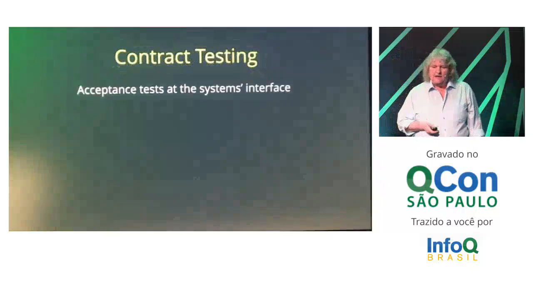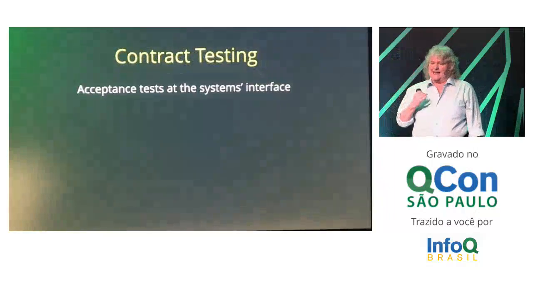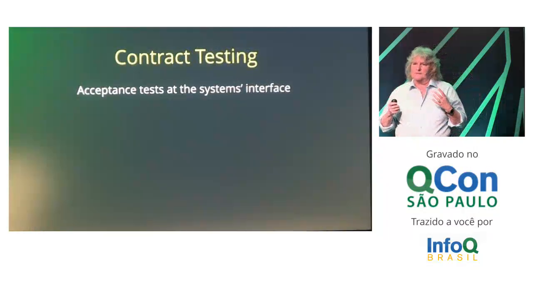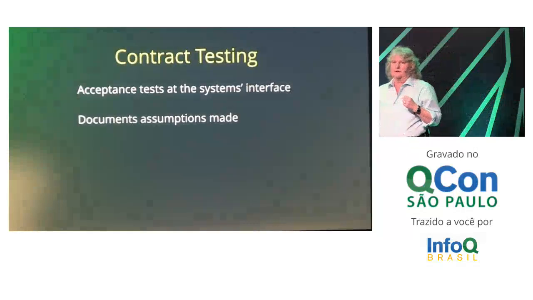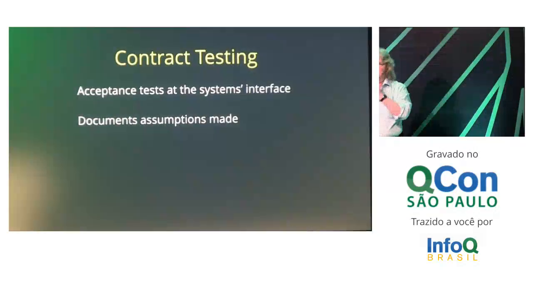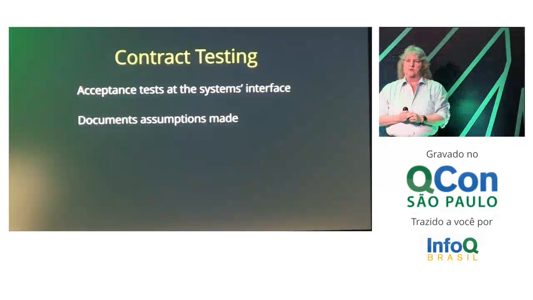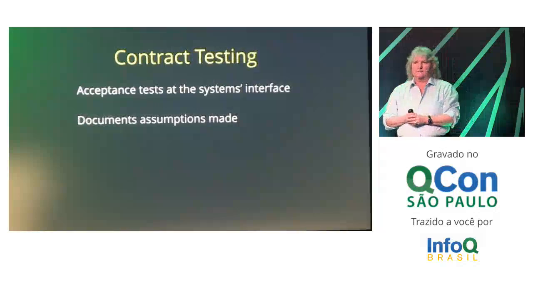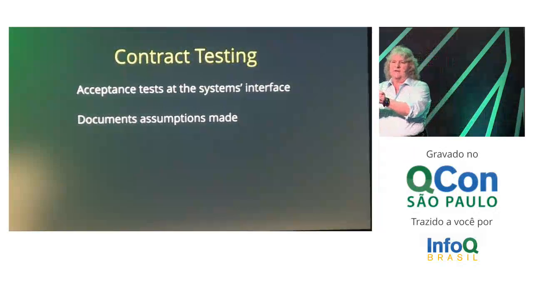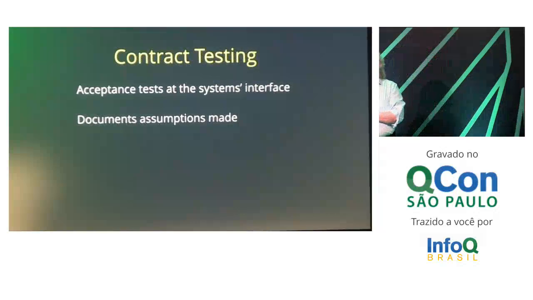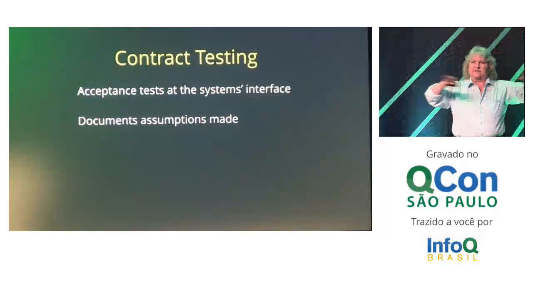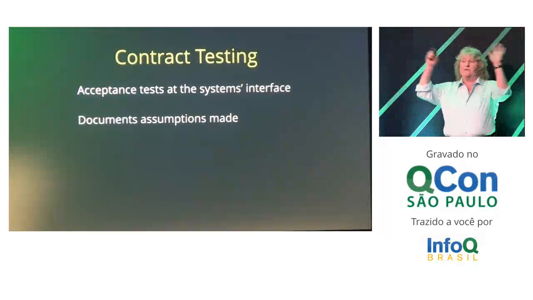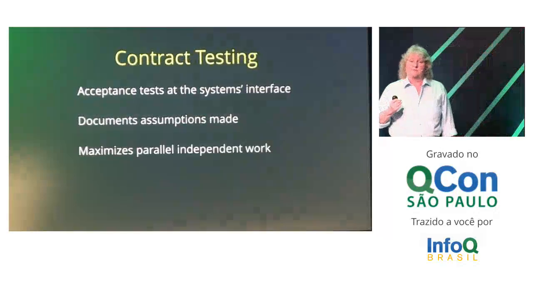Contract testing. Think about acceptance tests at the system interface level. This is where we're documenting the assumptions that we're making about each other. I know that I'm making a request of you, and I'm making certain assumptions about what you're going to do with that request. And I'm going to give you a test that documents my assumptions about your behavior, and you're going to do the same to me. And everybody who uses everybody else's systems is going to do the same thing. And then we're going to cheerfully ignore each other for as long as possible.